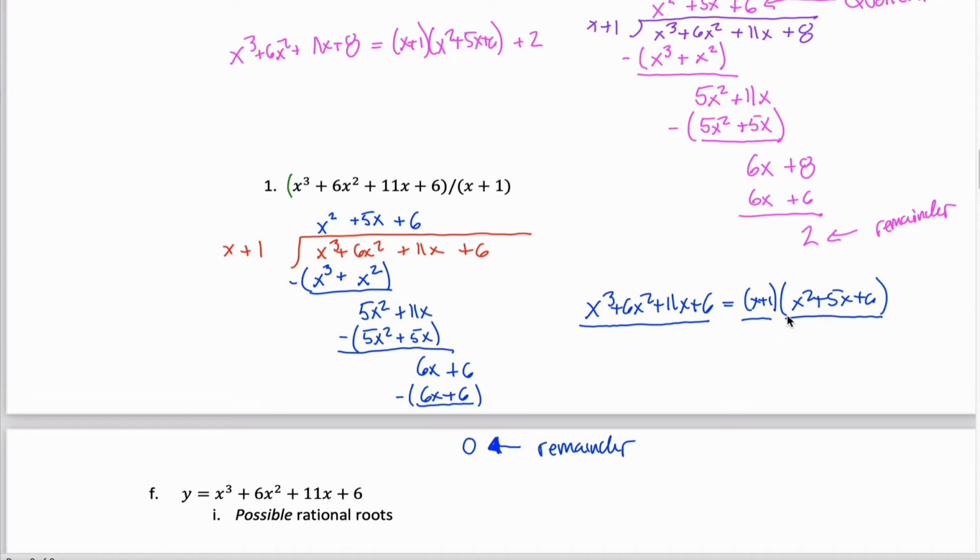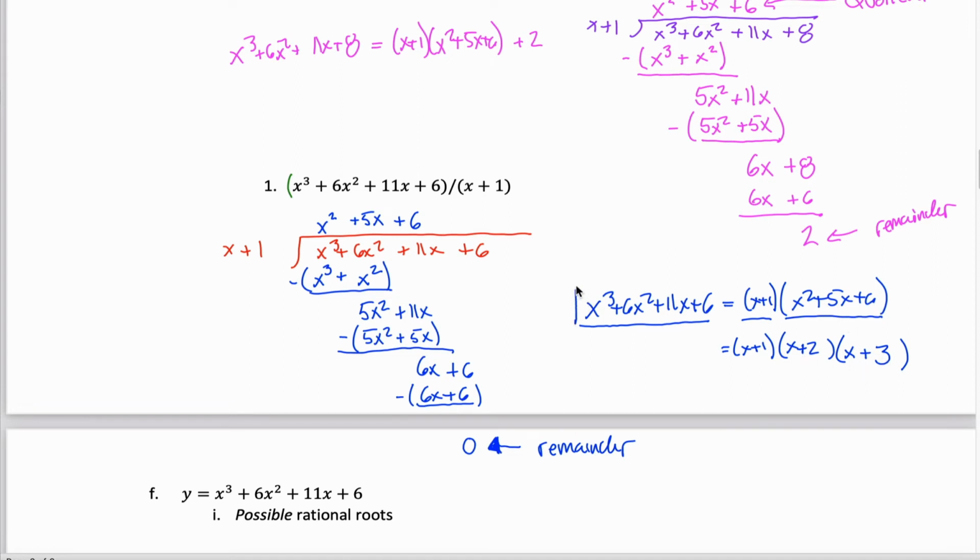I'm not done, it's not completely in its factored form, but we can get there fairly easily because x squared plus 5x plus 6 factors. We don't have good methods of factoring third-degree polynomials, but we're pretty good at factoring second-degree polynomials. If this is going to factor, I need to find two numbers whose product is 6 and whose sum is 5. Two numbers that multiply to 6 and add up to 5. Let's see, positive 2 and positive 3 will work. So x squared plus 5x plus 6 factors to x plus 2 times x plus 3.